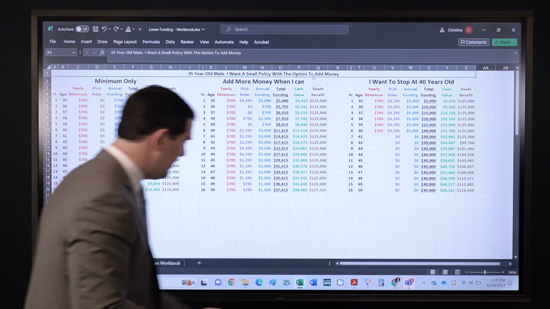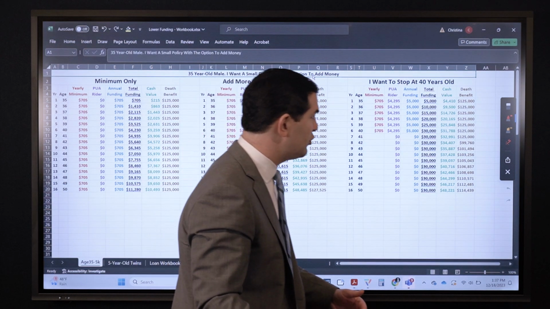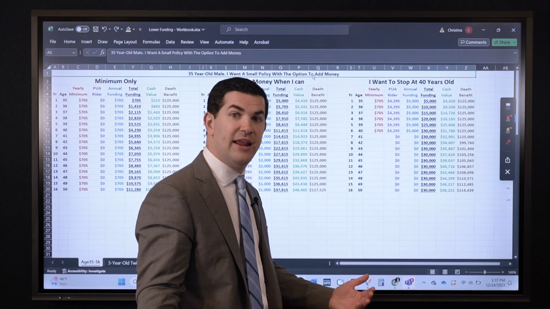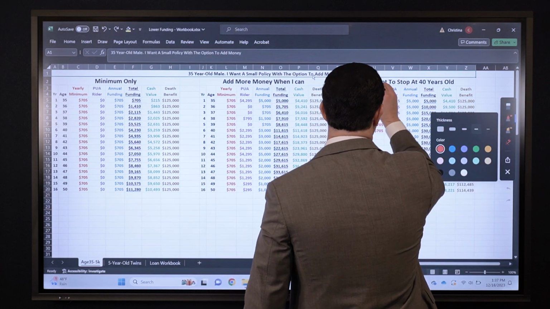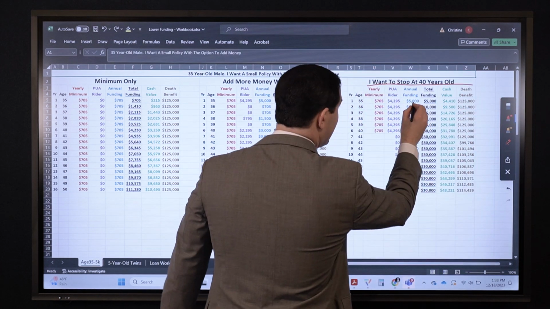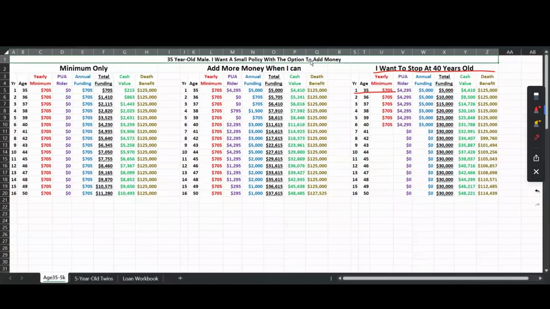A lot of people are into this. We often demonstrate this with individuals that have large amounts of money in cash and they're moving it over to a policy. It's the same thing here, but with $5K per year. So minimum, $705. PUA rider, just under $4,300. Total, $5K per year. Look what happens when you do this.